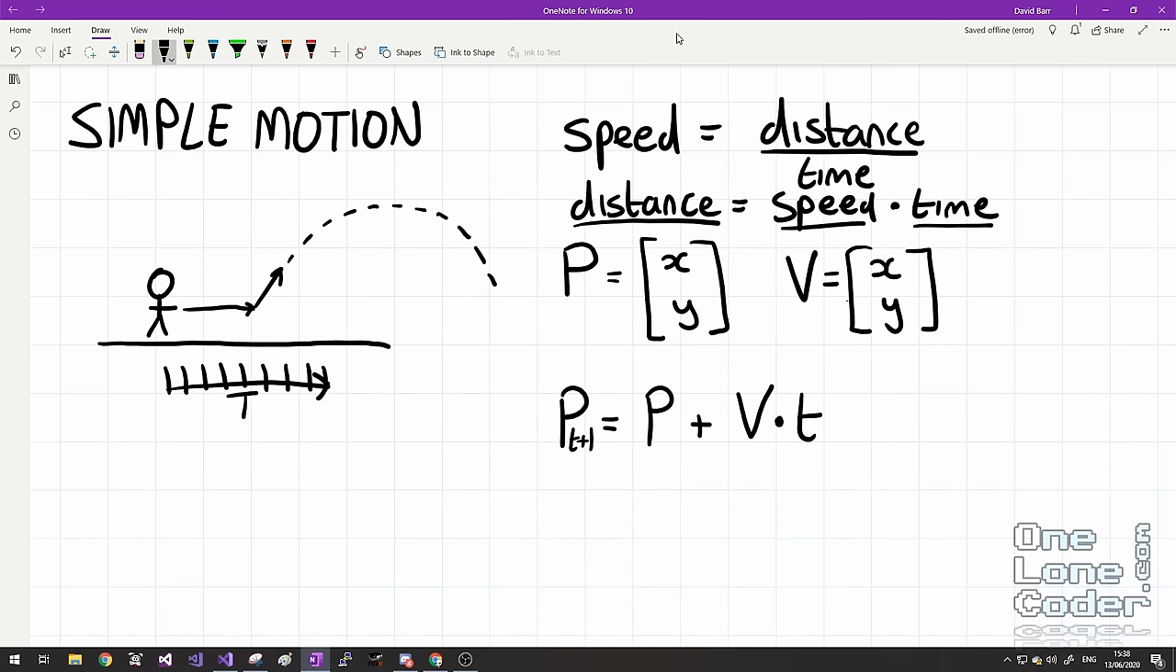This means we can argue that the position of the player on the next frame is equal to the position of the player on the current frame plus the velocity of the player on the current frame multiplied by our delta time, the elapsed time between frames. So, with respect to time, velocity changes position.